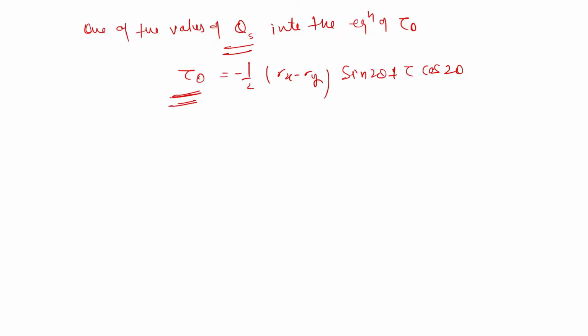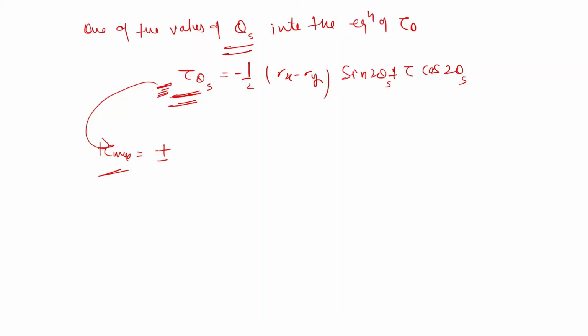Using this equation we can find out which value of tau maximum, because tau max will have two values with plus minus sign with the same magnitude, and to find out which value corresponds to which plane, we have to put one value of theta in this particular equation. Then by putting this theta s here, we get one value of tau maximum from this equation. So we can identify that this value of tau max corresponds to that particular plane.